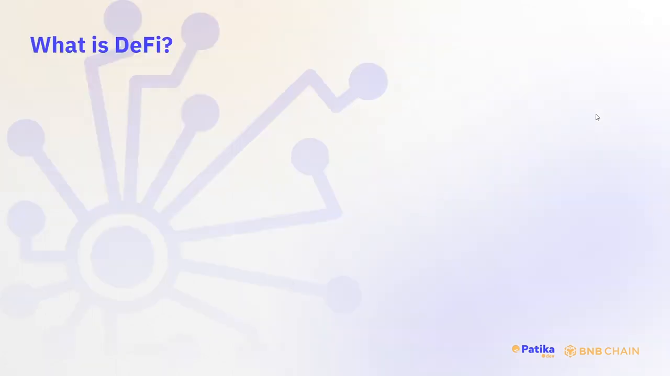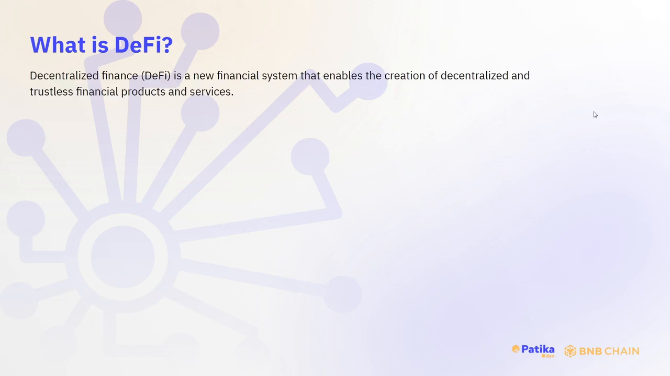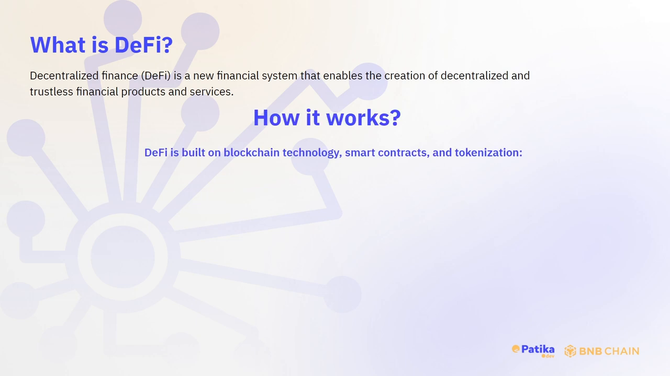So let us start with the definition of DeFi. Decentralized finance, or aka DeFi, is a new financial system that enables the creation of decentralized and trustless financial products and services. And let us see how it works. DeFi is built on blockchain technology, smart contracts, and tokenization.